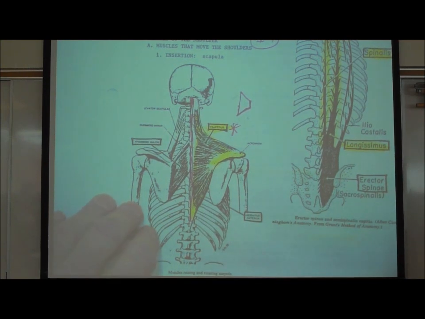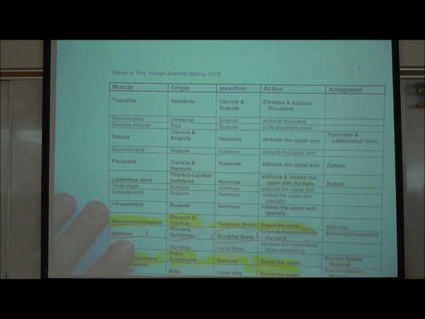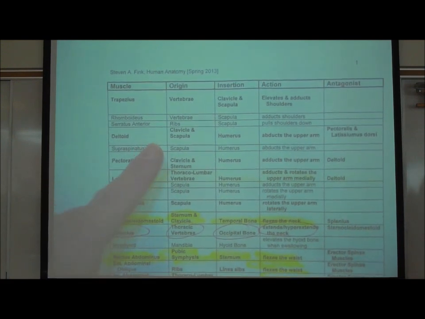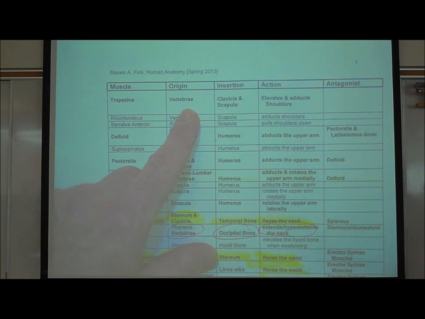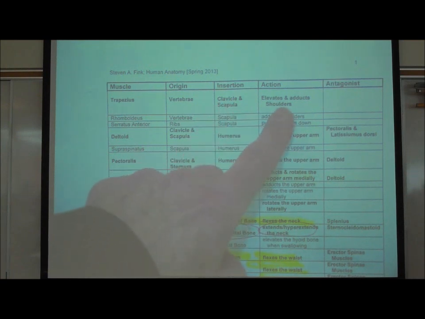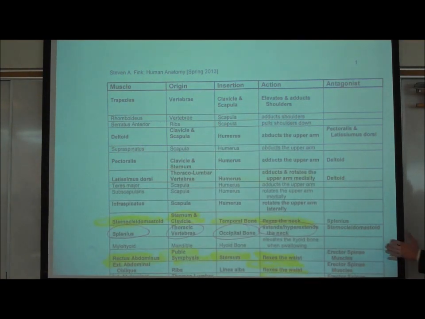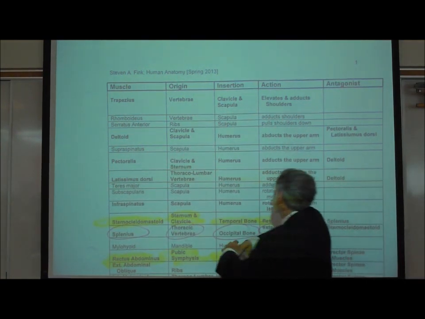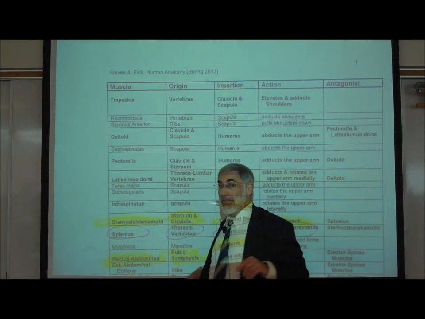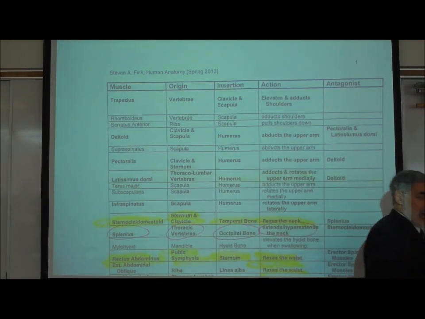All right, so I've summarized the trapezius. In fact, it's the very first muscle on the first side of our chart. It originates on the vertebral column, really all the way up on the occipital bone. It inserts on the clavicle and scapula. It elevates, which means it raises up, and adducts, pulls our shoulders together on the back side, among other actions.